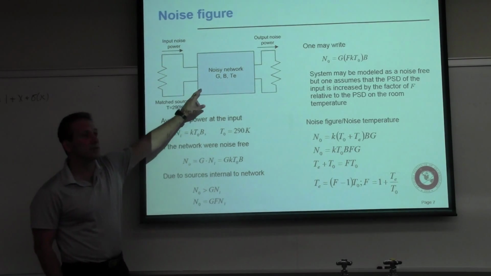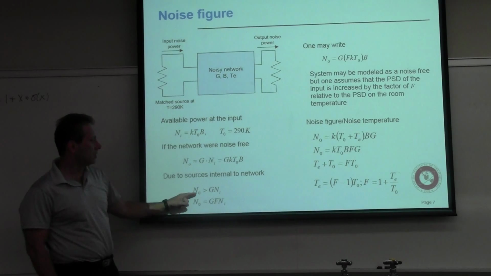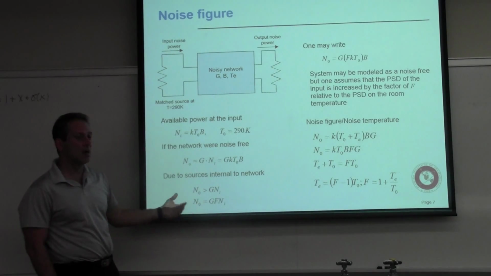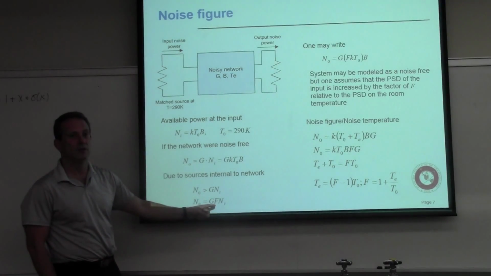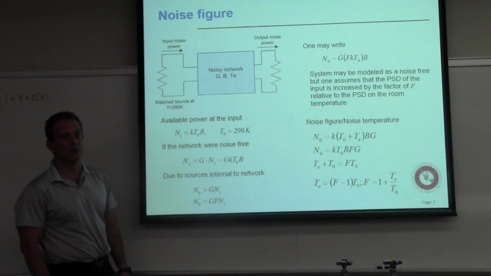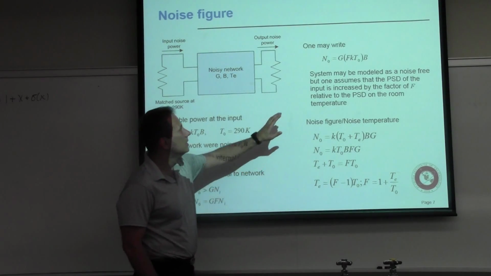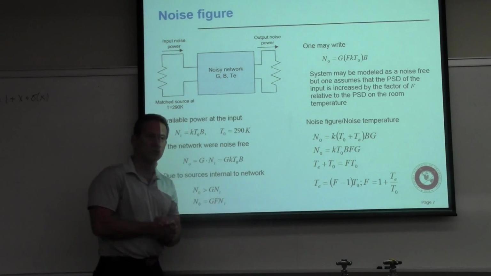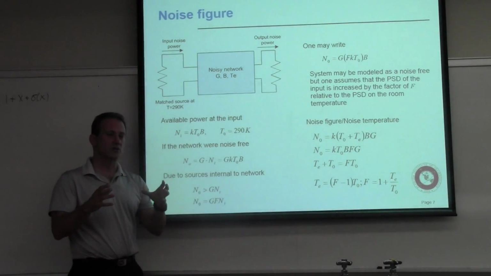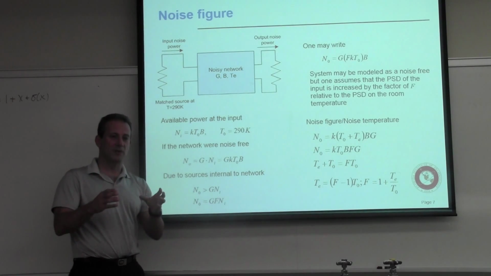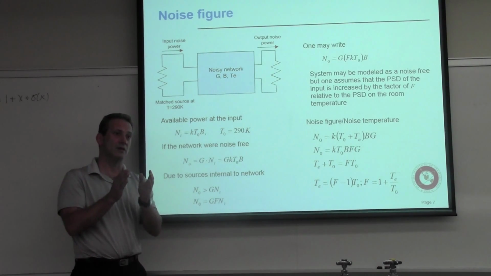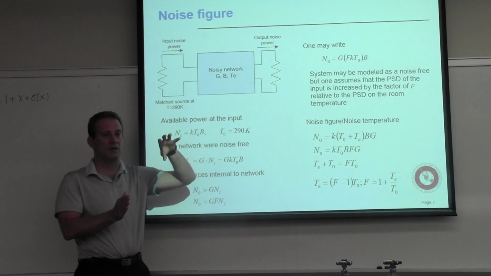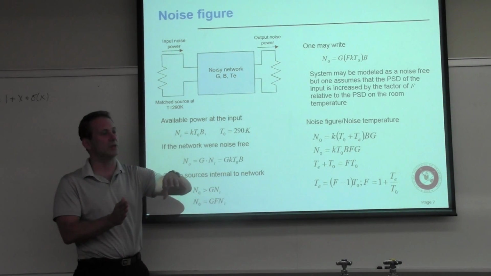Due to sources that are internal to this network, whatever comes at the output would be greater than gain times N input, right? And we can say how much greater? Well, by some factor F. And the factor F is what we call the noise figure. So the actual output noise is going to be gain times F times k T0 times B. The way we understand noise figure is this: it is how much I have to multiply the thermal noise at the reference temperature so that I get the same noise power at the output, if I assume that the two-port network is noise-free.